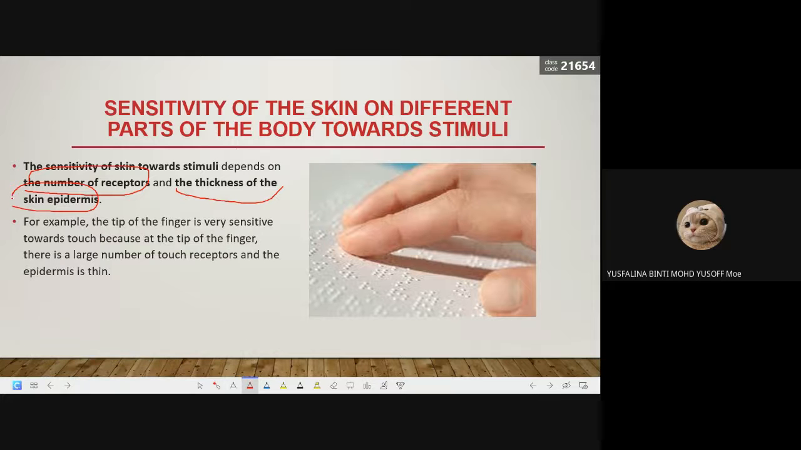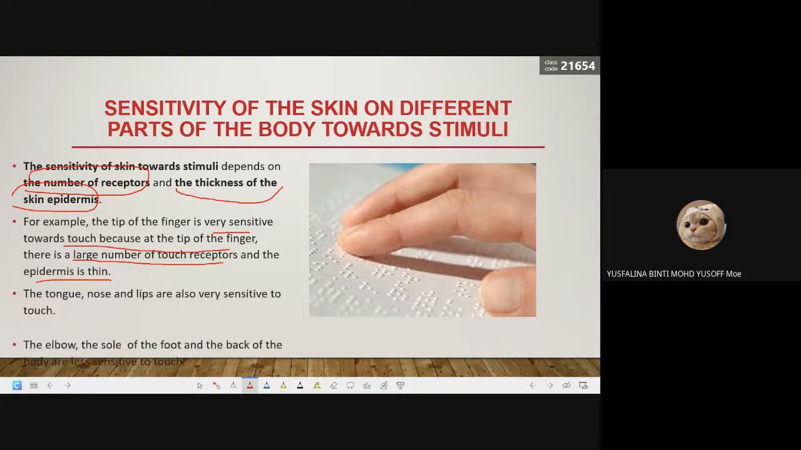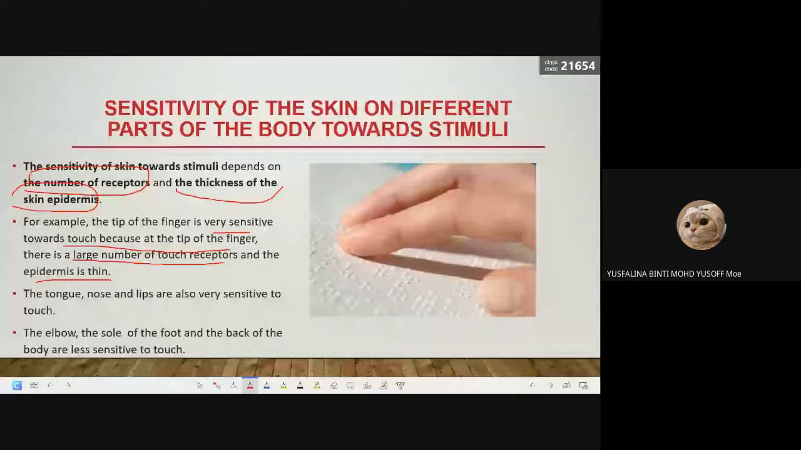So for example, the tip of the finger is very sensitive to touch. Okay, because at the tip of the finger there is a large number of touch receptors and the epidermis is thin. Okay, so the tongue, nose, and lips are also very sensitive to touch. So the elbow, the sole of the foot, and the back of the body are less sensitive to touch.